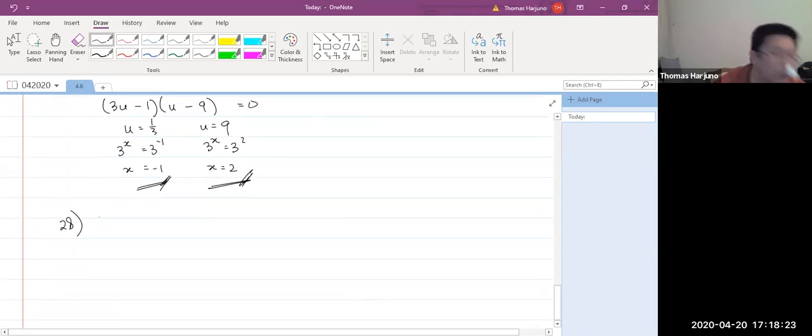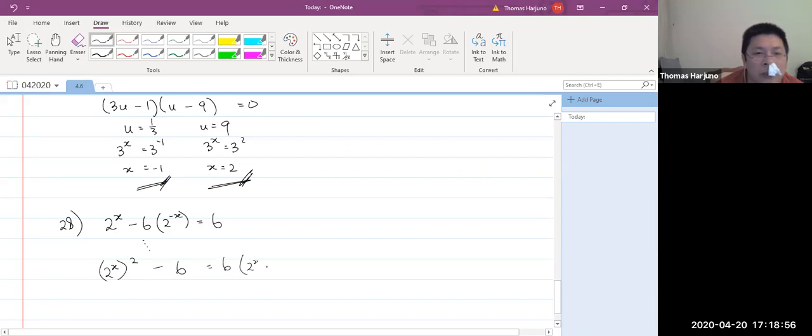Let me ask you to do number 28 to the point that it's a quadratic equation. So 2 to the x minus 6 times 2 to the negative x equals 6. Okay, let me ask you to work it out. Or maybe I just do it quickly. I multiply by 2 to the x, I get (2 to the x) squared minus 6 equals 6 times 2 to the x.